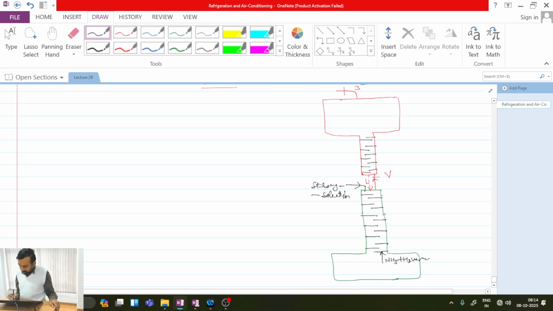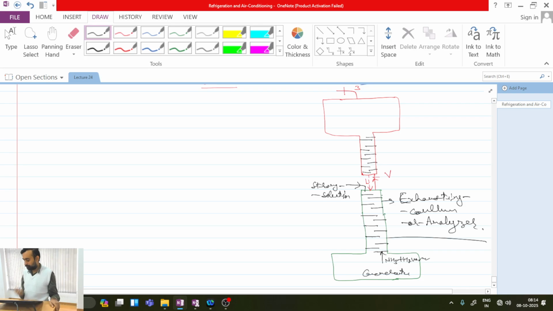So this bottom column which is integrated with the generator is called the exhausting column, or it is also called the analyzer. Okay, so this column is typically known as the exhausting column or analyzer.